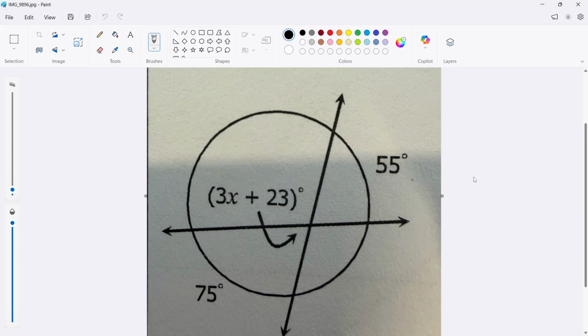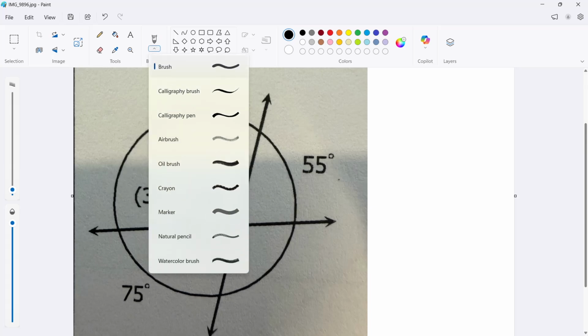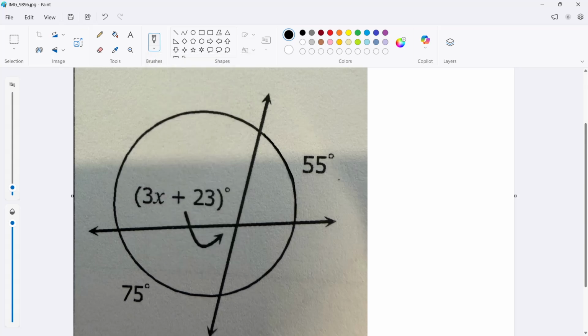Okay. So for this one, I've got this angle is 3x plus 23 degrees, and then the arc on one side of it is 55, and the arc on the other side is 75. Either one of these angles, which are equal to each other because they are vertical angles, is going to equal the sum of the two arcs, the sum of this arc and this arc, added up and divided by 2. So 3x plus 23 equals 55 plus 75.